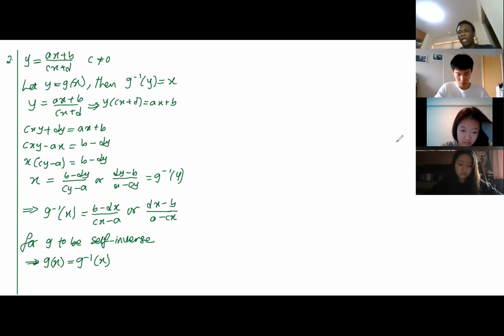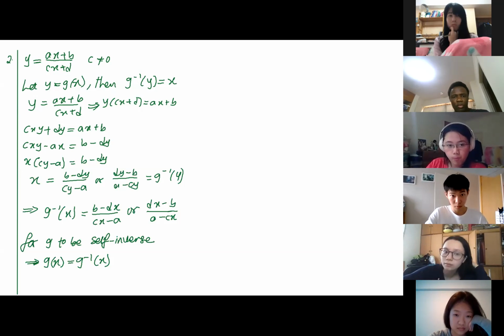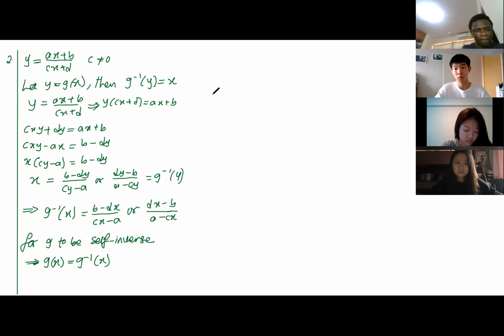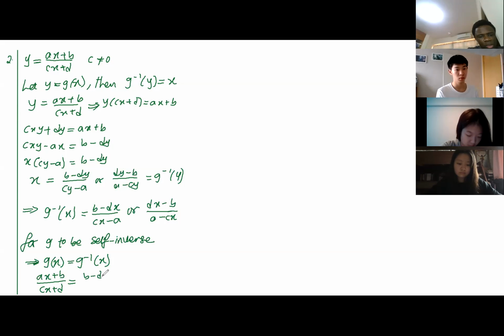Can you signify, for those that have done it, if you got the first one I wrote? How about the second format? Anyone got the second format instead? Okay, so we use the first format. I just wanted uniformity. So what does this mean? It means that g of x, ax plus b divided by cx plus d, will be equal to b minus dx divided by cx minus a.